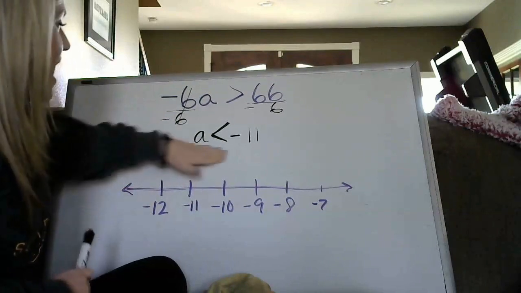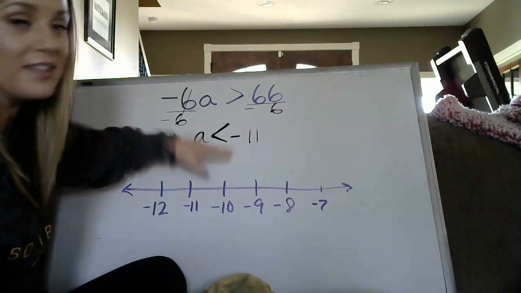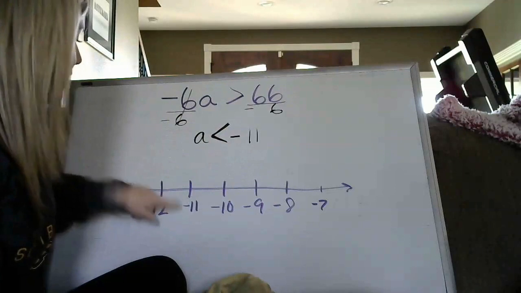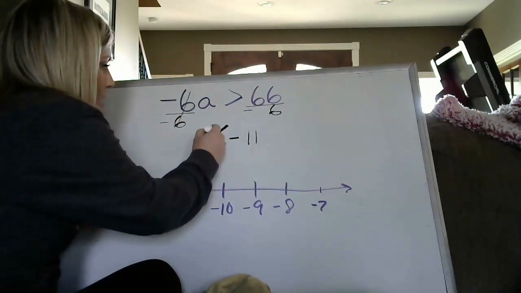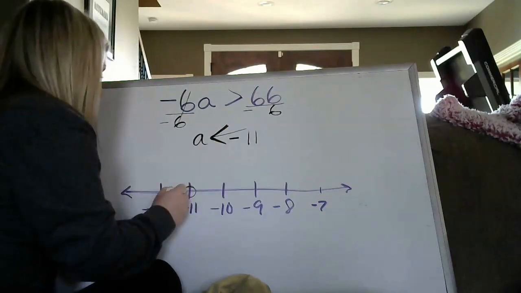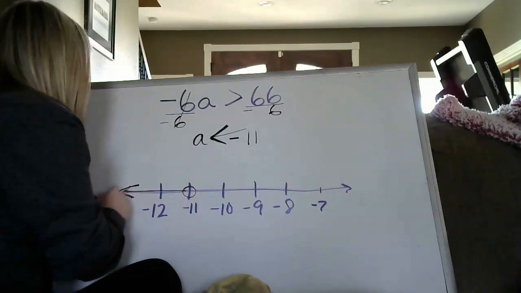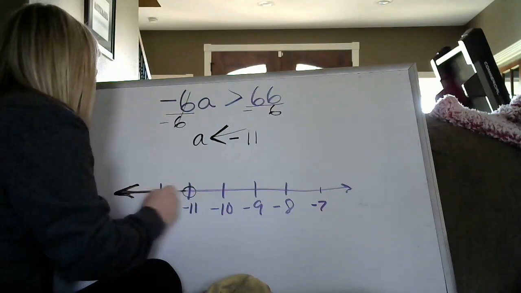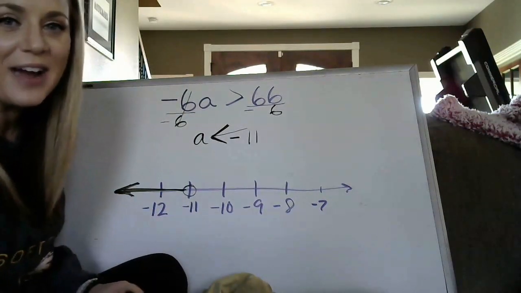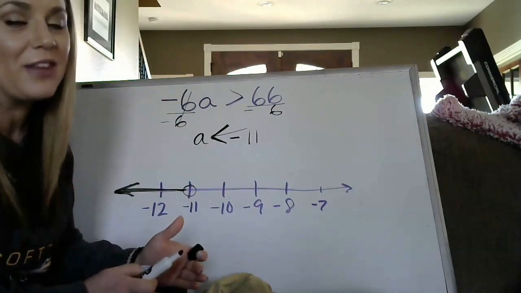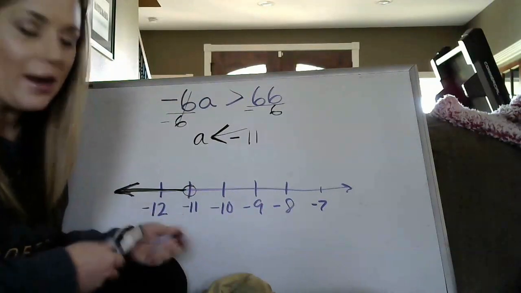Now I'm going to graph this. I'm going to find -11 down here, and it's an open circle, remember? My arrow is pointing this way, so it's going to include any of the values less than -11, but it doesn't include -11. So -12 and on.